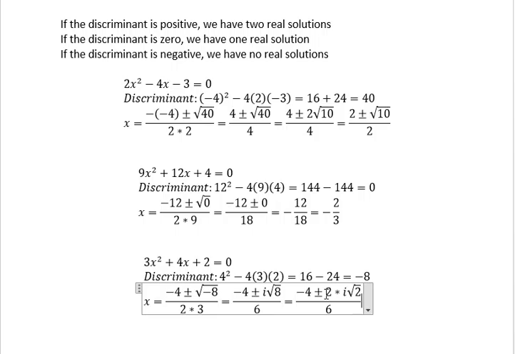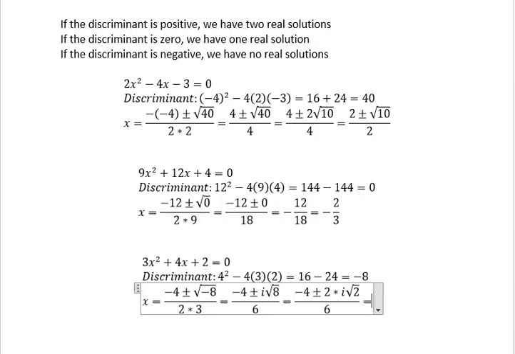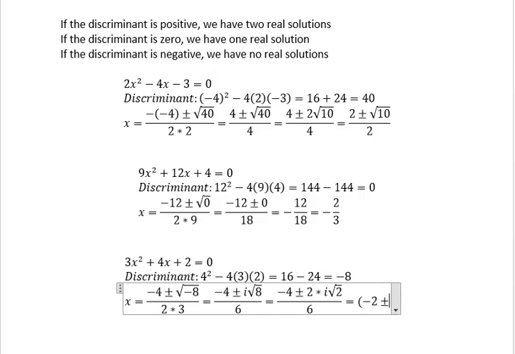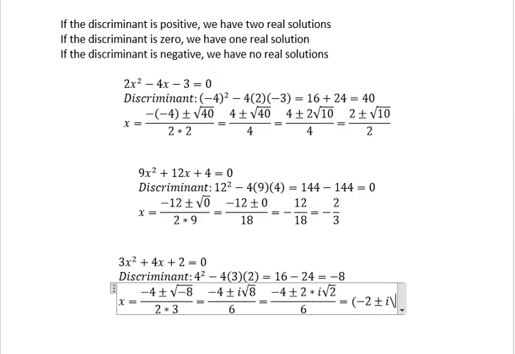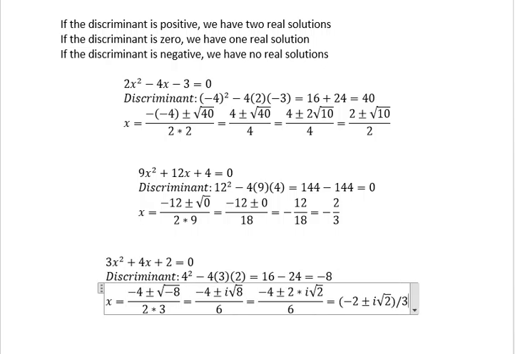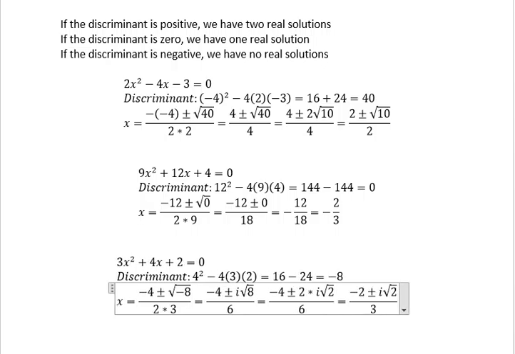I see 2's. Got negative 4, 2, and 6, which all share a common factor of 2. Let's go ahead and factor that out now. Got negative 2 plus or minus, we're just left with i times the square root of 2 over 3. And with that, we are done. That is our imaginary solution.